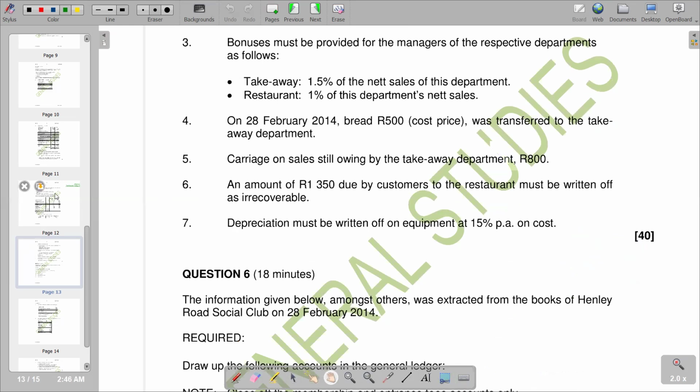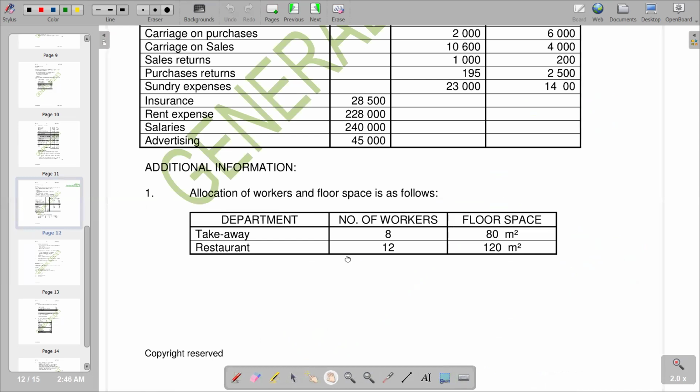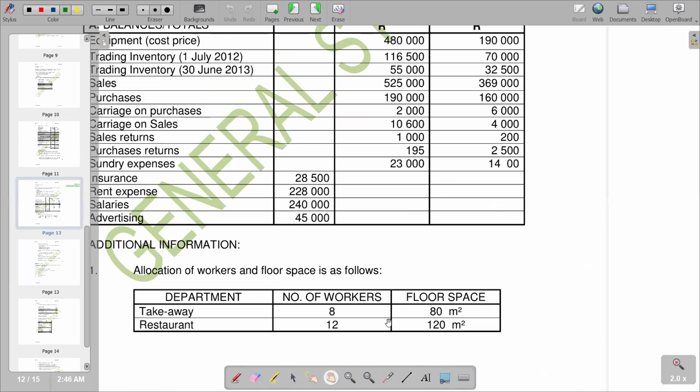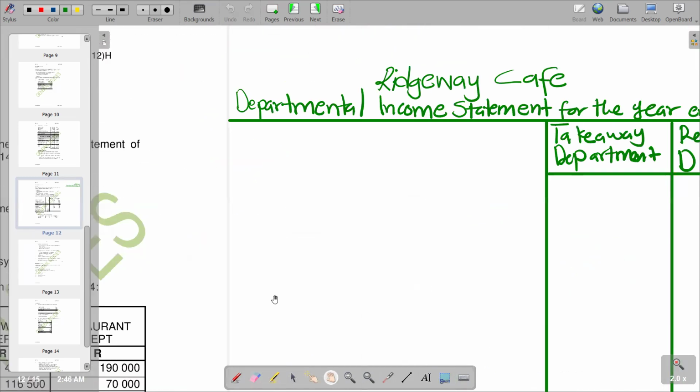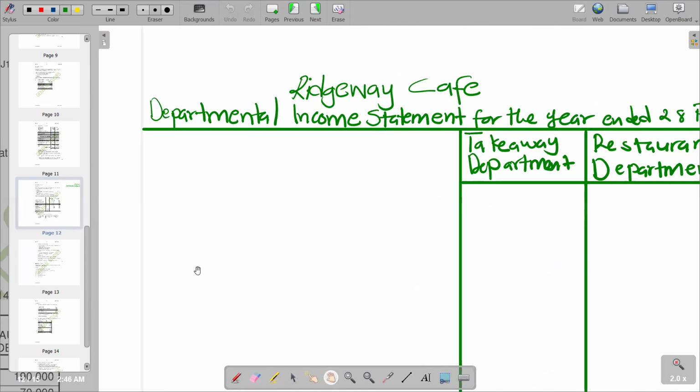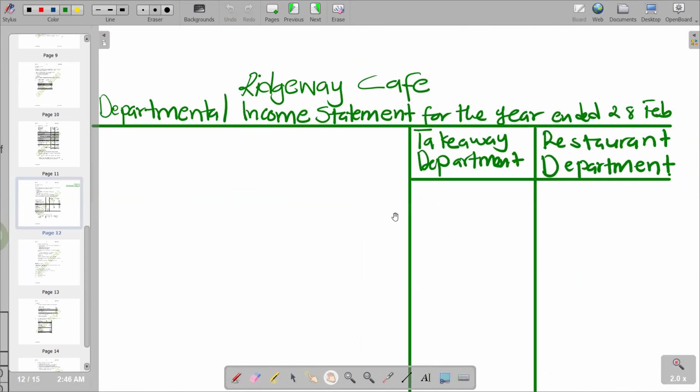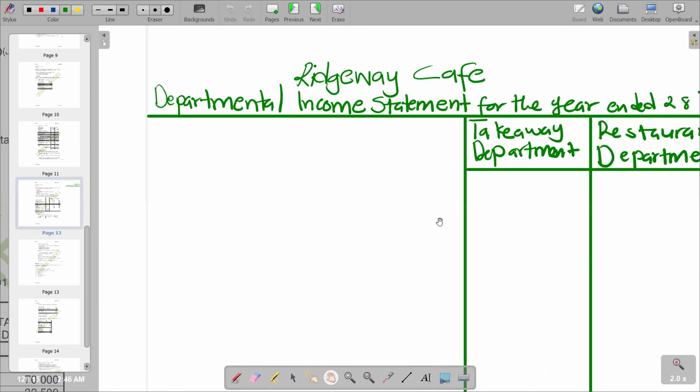Going back, you'll see that we have our answer section, where we are going to prepare the departmental income statement for Regional Café. We have a column for the takeaway department and then the restaurant department, and we are going to enter figures in the respective columns. We start with the figure for sales. Remember, this is an income statement, so we are saying sales.